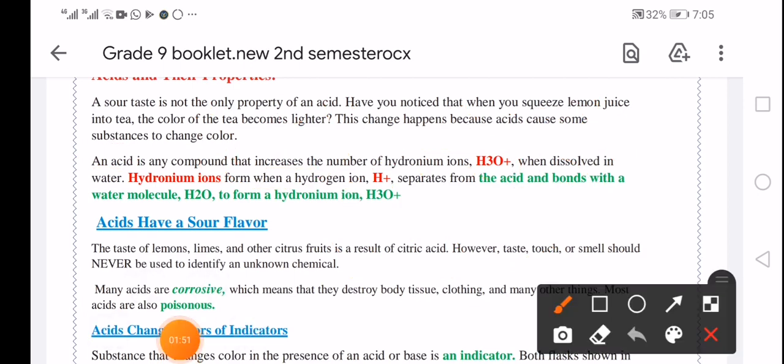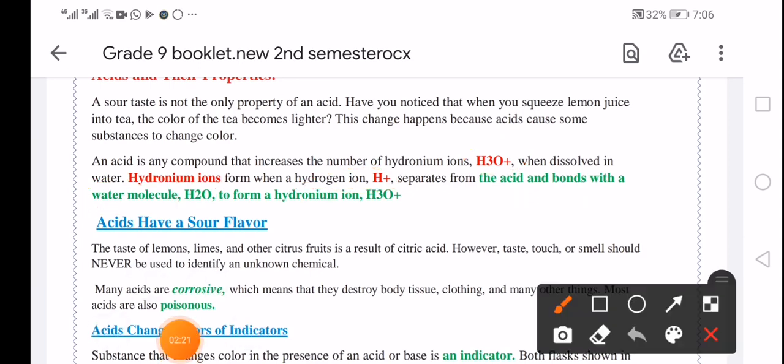So when acids dissolve in water they form what? The hydronium ion. The hydronium ion forms when a hydrogen ion from the acid separates from the acid and bonds with a water molecule, H2O, to form the hydronium ion, H3O+: three hydrogens and one oxygen.